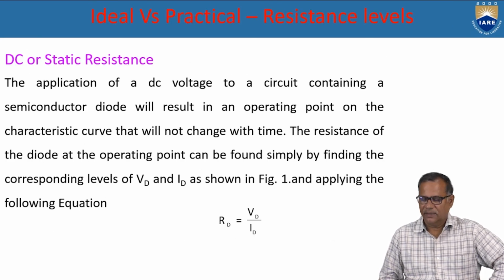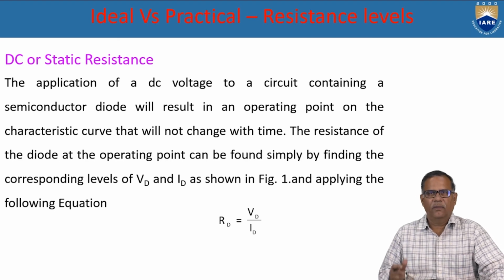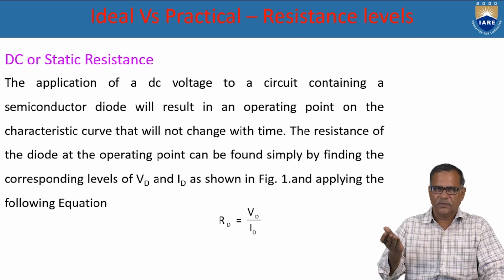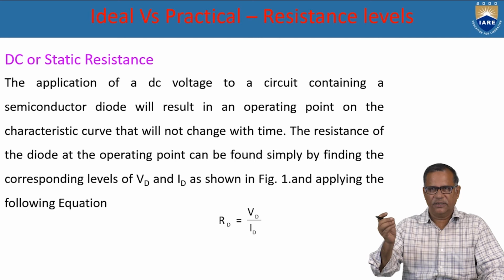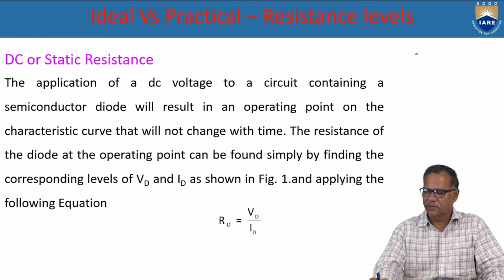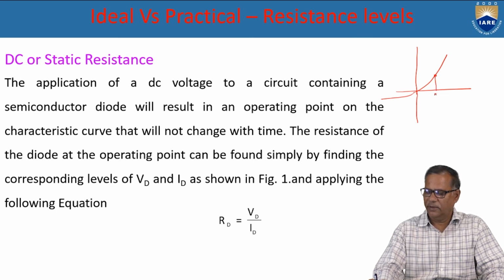So DC or static resistance we calculate at any point on the characteristic curve. We take the corresponding values of VD and ID, and RD is equal to VD by ID. Suppose you want to find out the DC resistance at this point, then you take the value of voltage V1 and the value of current I1 at this point. So then R1 is equal to V1 by I1.